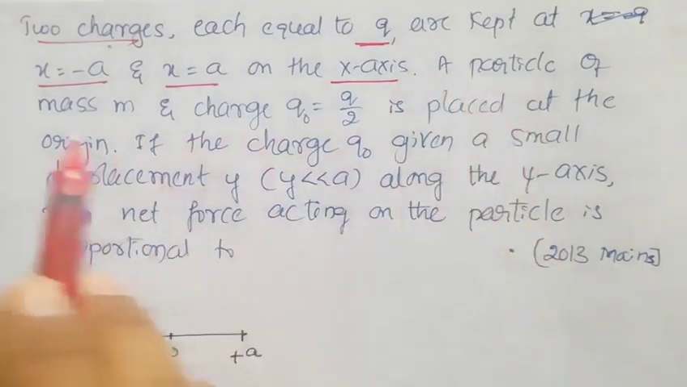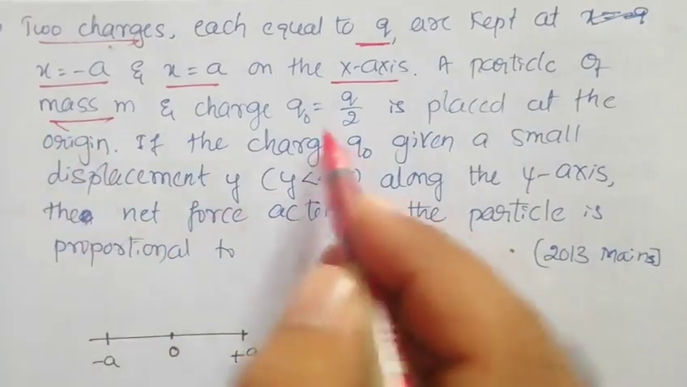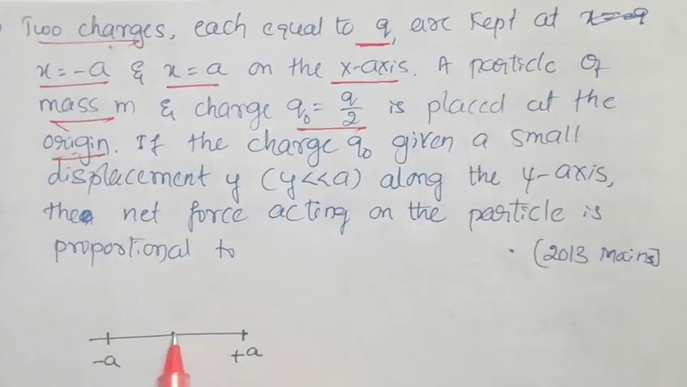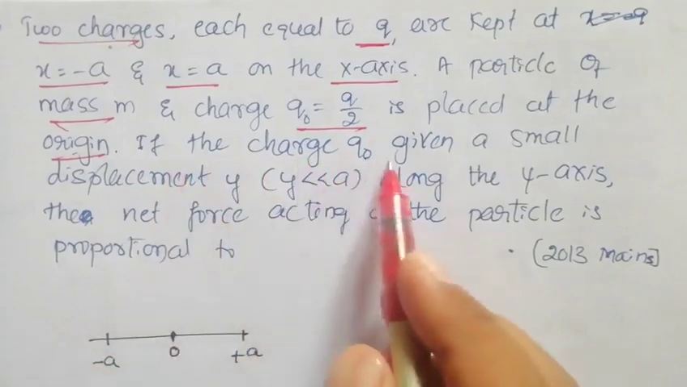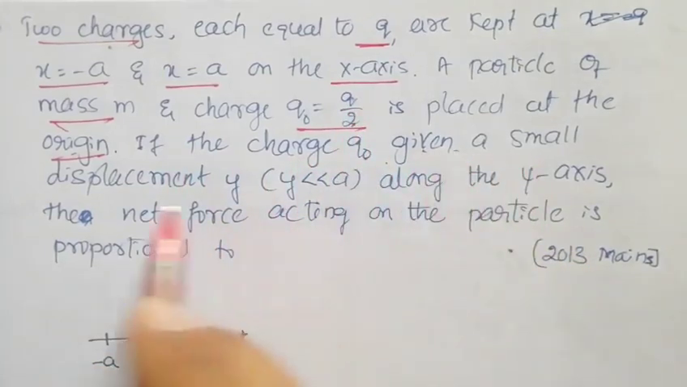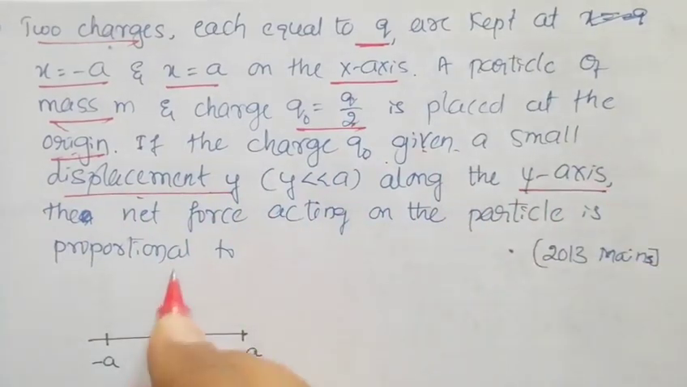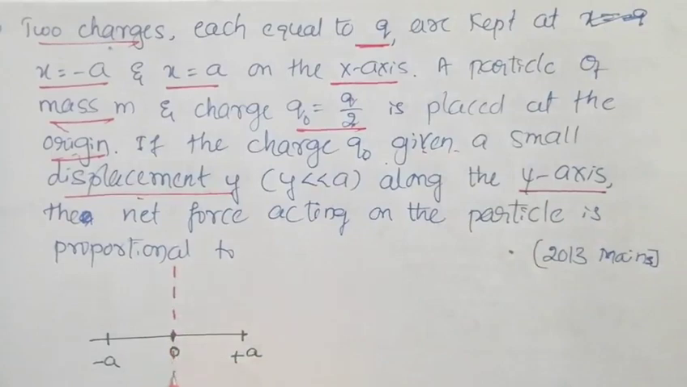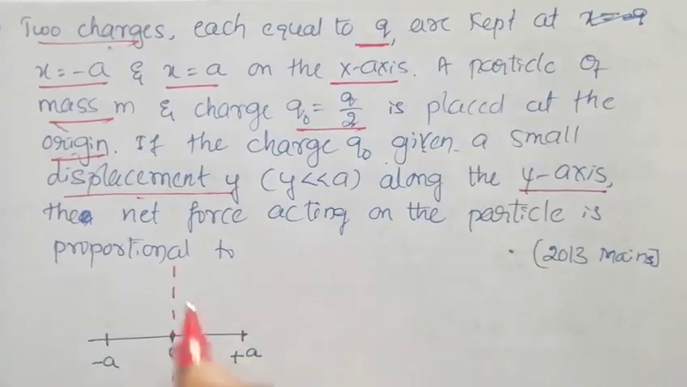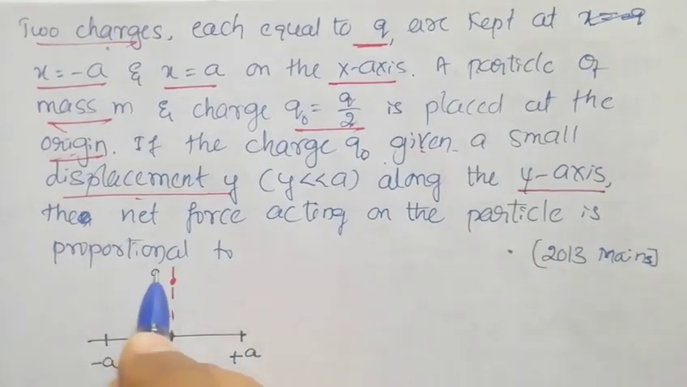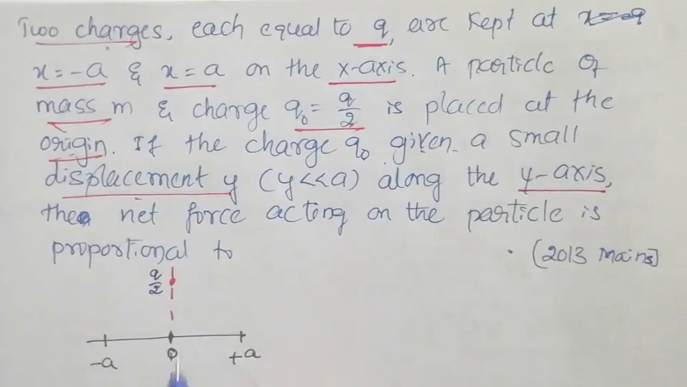A particle of mass m, charge Q by 2, is placed at the origin, where here we are going to place. If the charge Q0, that is Q by 2, is given a small displacement y along the y axis, like vertically, this charge will get a small displacement. Let me take somewhere here. That charge is Q by 2. This is the vertical displacement that we are given.